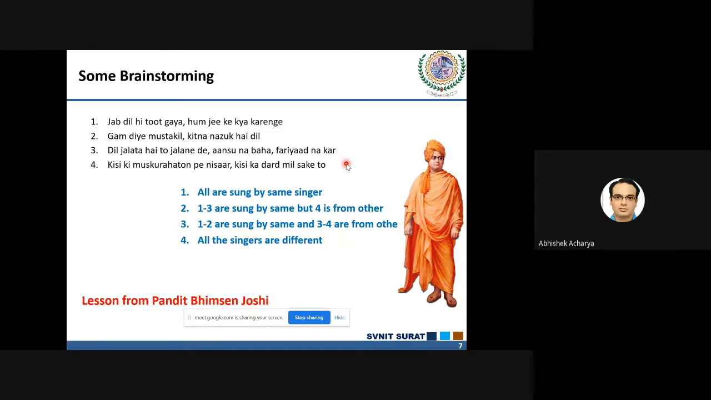So the third song, which is Dil Jalta Hai To Jalne De, is sung by Mukesh, but the tonal quality is exactly similar to the tonal quality of KL Sehgal sahab. Okay, and the last song, which is of course sung by Mukesh, the answer was correct. Kisi ki muskurahaton pe ho nisar. So if you look at the third and fourth song, the third song is sung by Mukesh and the fourth song is also sung by Mukesh. But during the fourth song, Mukesh has developed his own identity.